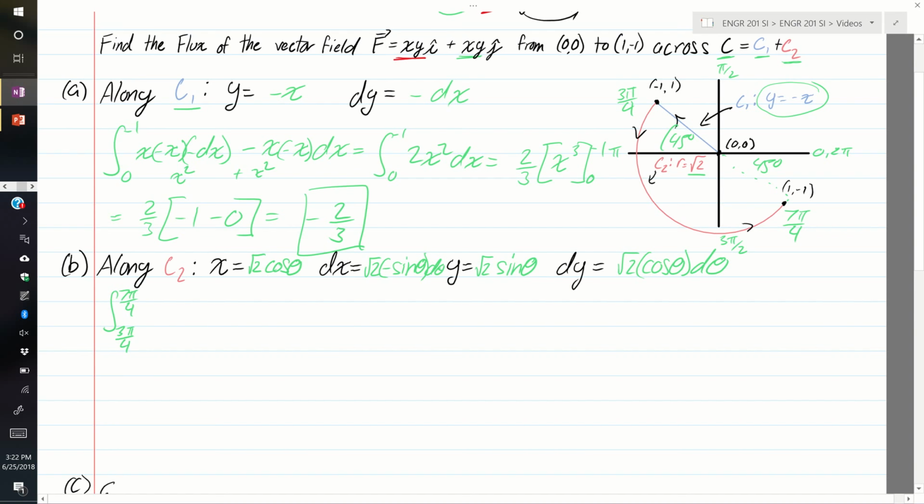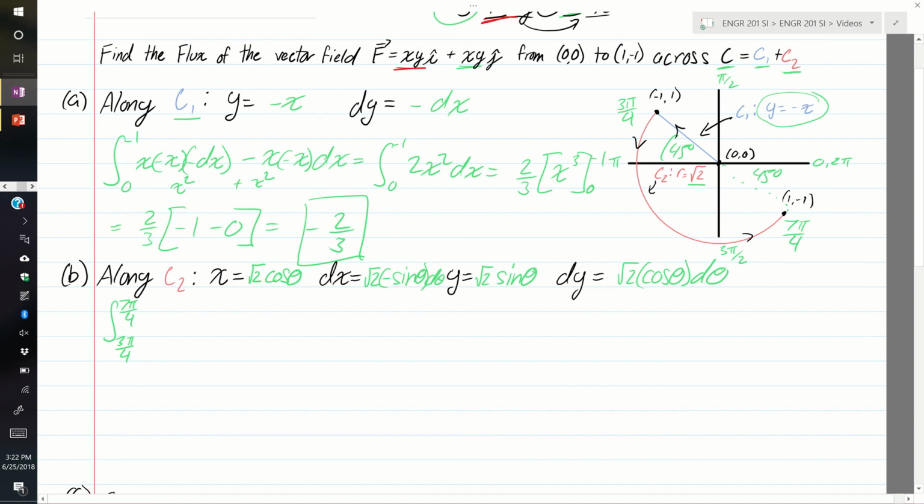for M dy minus N dx. So M being, again, xy, which would, however, be 2, because again, it's square root 2 times square root 2 cosine theta times square root 2 sine theta. So you have 2 cosine theta sine theta.